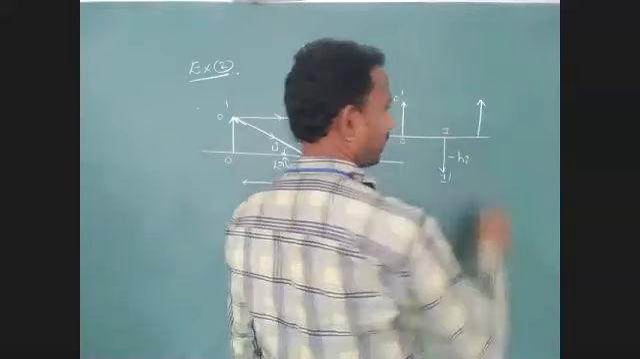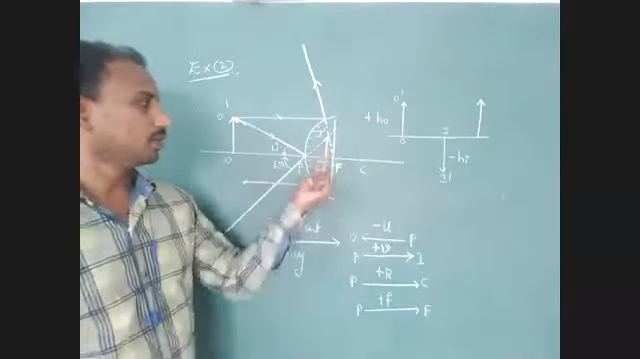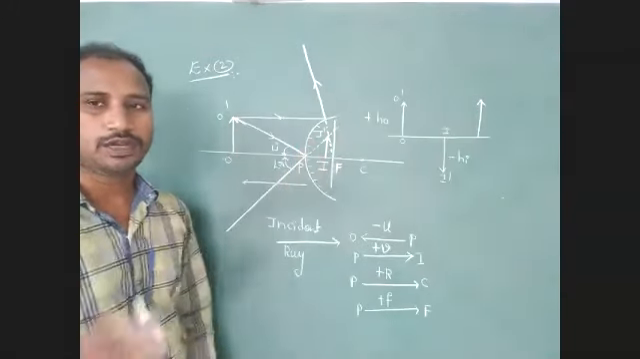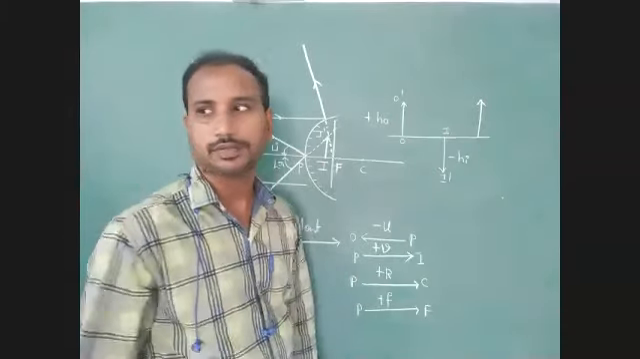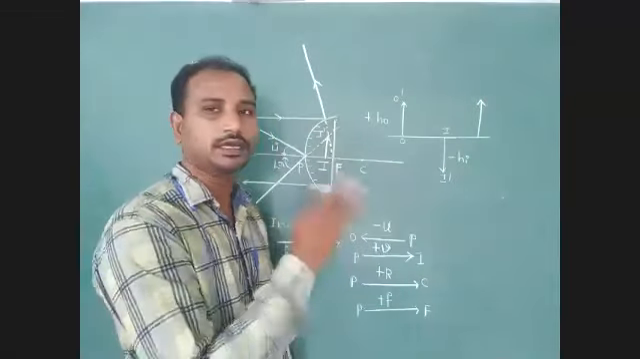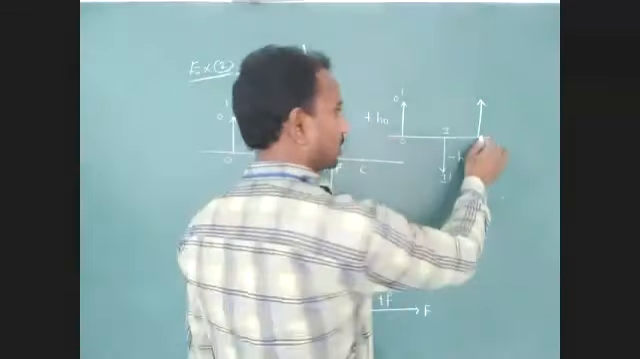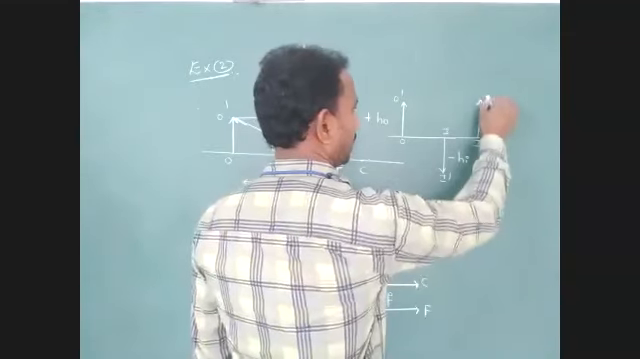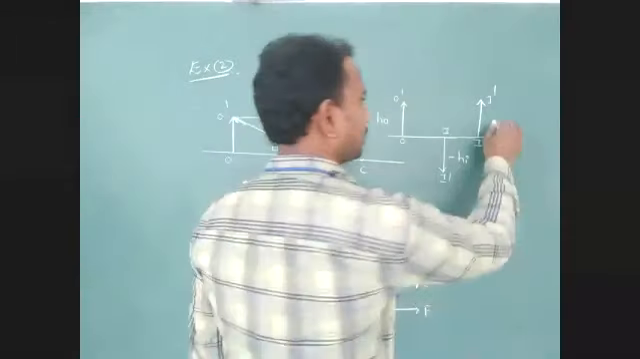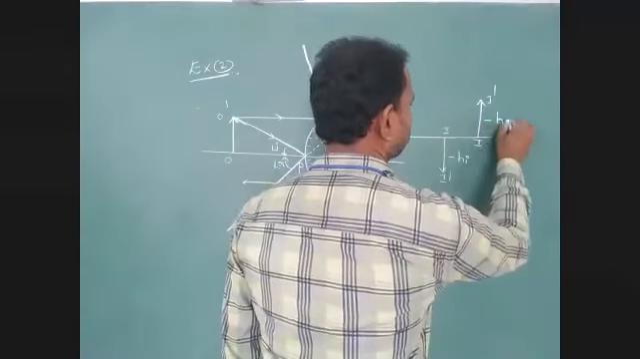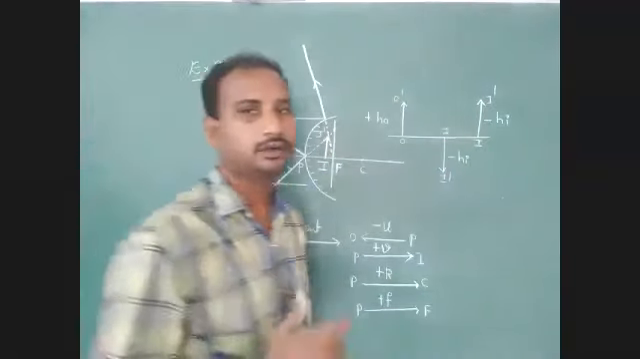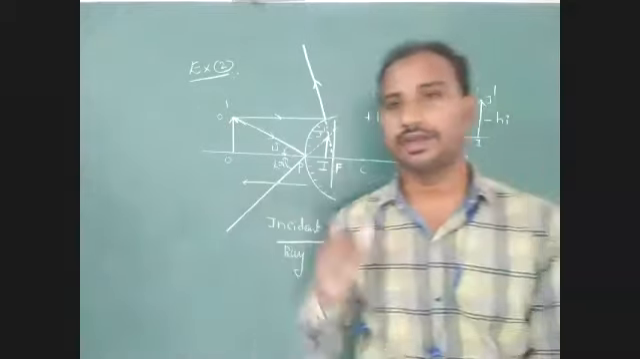One more condition: in this case, what is the image? The image is a virtual and erect image. Erect means straight image. Here we consider the image height I dash along the positive y-axis direction. Then the sign convention for this image height is minus. Understood? Like that you have to give the sign convention for every distance.